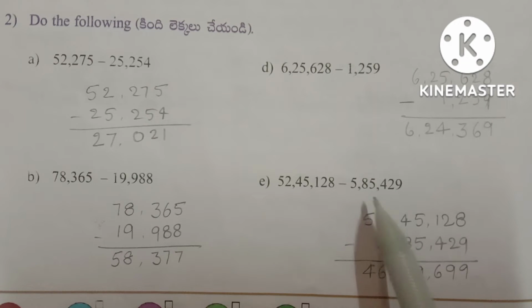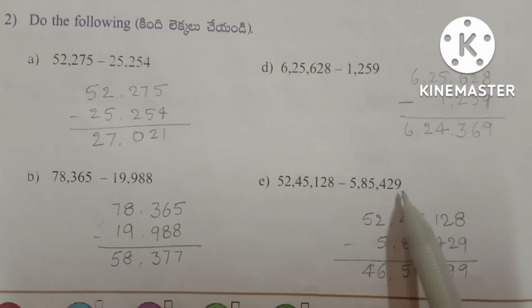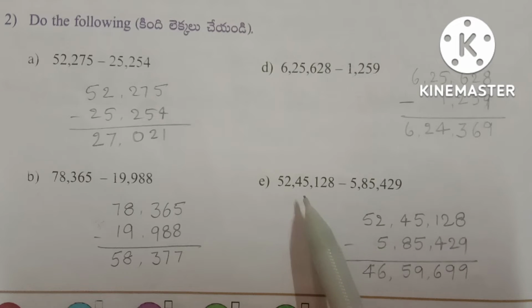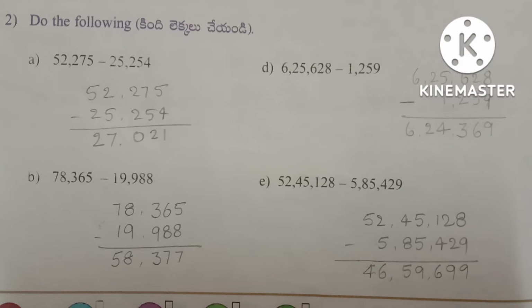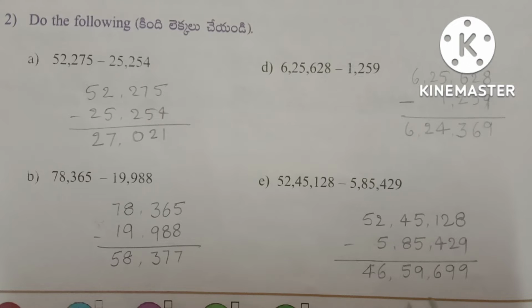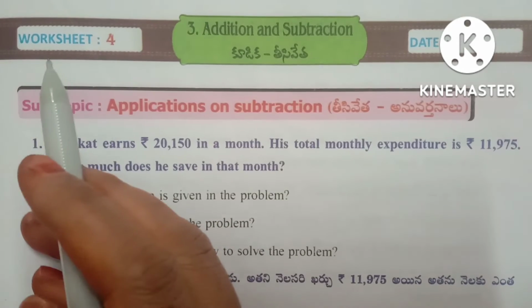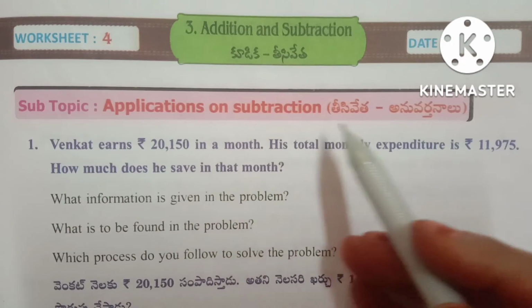58,377. Next, subtract 5,85,429 from 52,45,128. Then we get 46,59,699. Next, worksheet number 4, subtopic applications and subtraction.